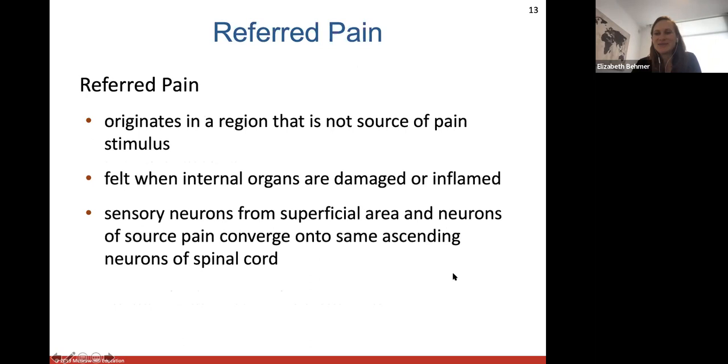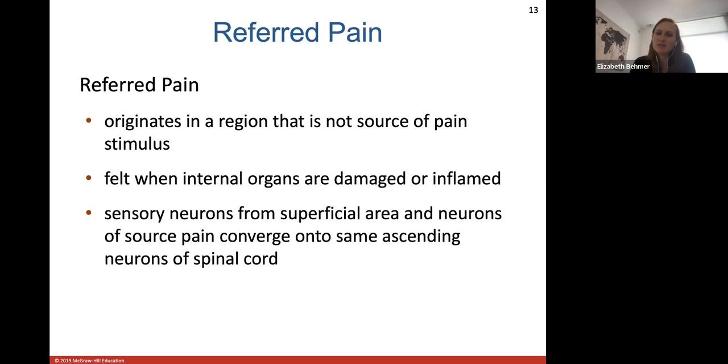Referred pain is very important to understand. And I know we have a lot of EMTs in here, so I'm curious, how much of this do you learn in your EMT training, or even if some of you are firefighters? But referred pain originates in a region that is not the source of the pain stimulus. And this is really important to understand, especially if you ever work as an EMT and you come to the site of an accident, or you ever work in an emergency room.